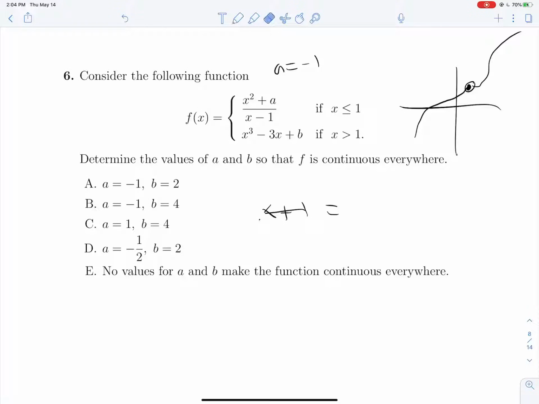Well, we'll get a 2, and we can set that equal to this thing evaluated at x equals 1. We'll get 1 minus 3 plus b. This gives us 5 minus 1 is 4, so b is equal to 4. That gives us b as our answer. A is 1 and b is 4. And hope that entire process made a little bit of sense.